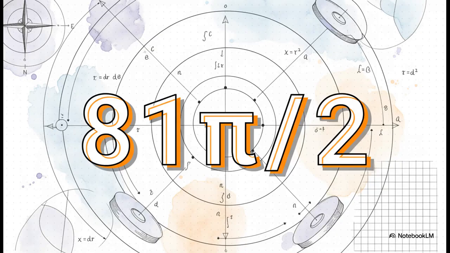From here, we just do the integration, and honestly, it's a super straightforward calc problem now. And what do we get? Our final volume is 81 pi over 2.